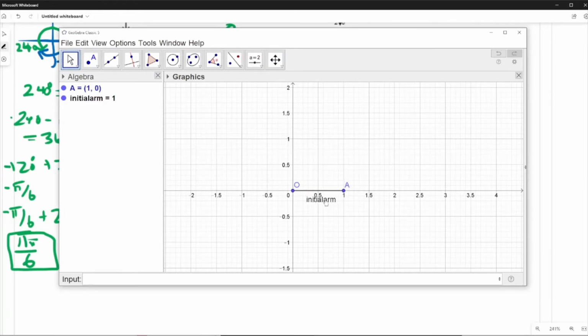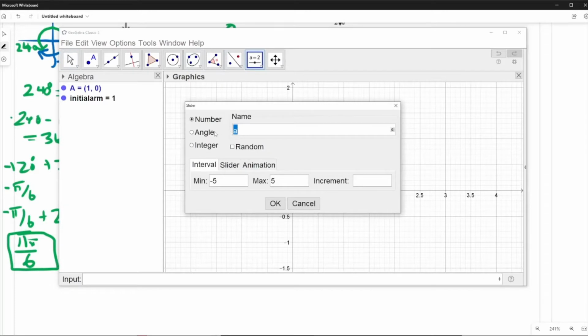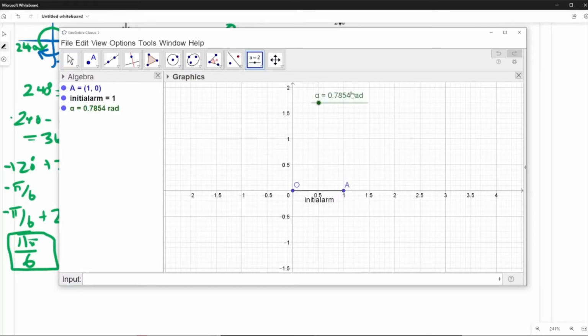Okay, and that initial arm goes from O to A, and so be it. Now we're going to draw. We'll create a slider, and we'll say I want it to be an angle. By default, it'll start with 0 rad. It'll go up to 6.28 rad, which is a full rotation, and the increment is whatever.